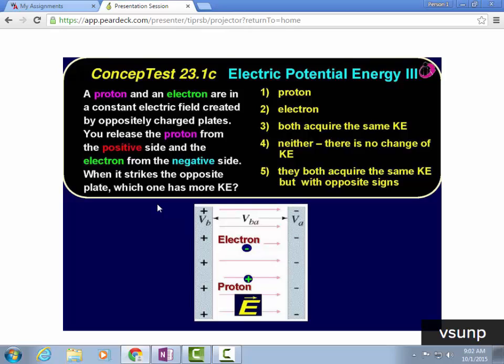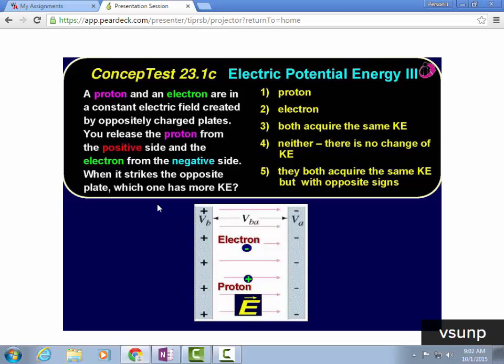Same. Well, wouldn't it be mass times velocity squared? I think it should be same. No, it's mv squared, so it would be the electron. Oh, true. It's equidistant from the plates, right? Yeah, they're equidistant from the plates. Then it's the same. No, it'd be the electron, because velocity squared.